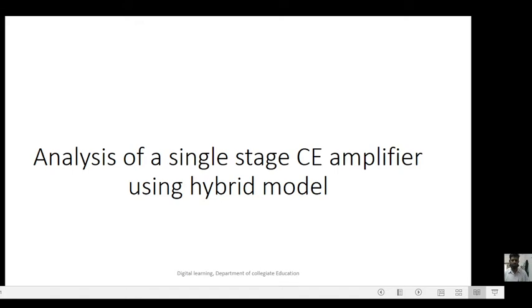Today we are going to discuss the analysis of a single stage CE amplifier using the hybrid model, where CE is known as the common emitter amplifier.